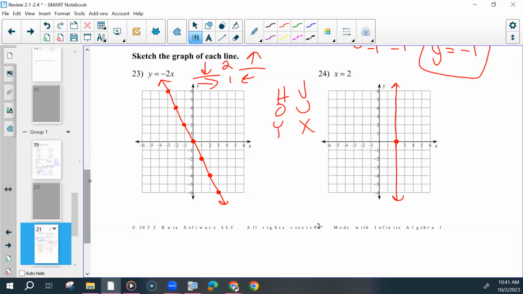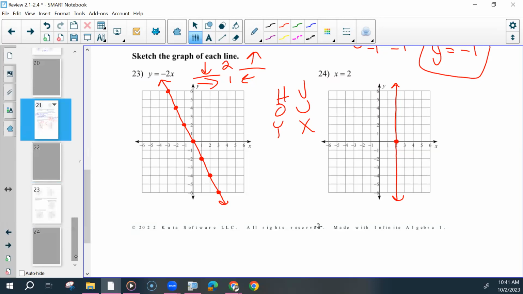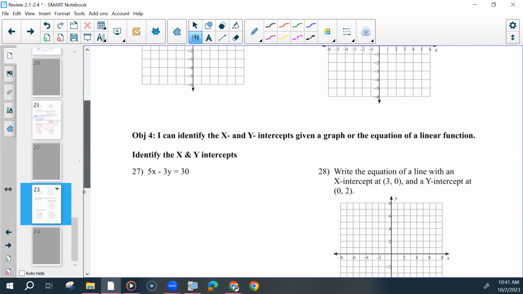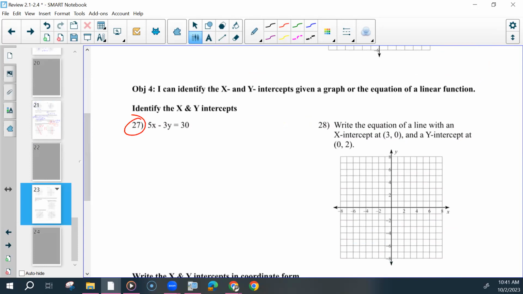Let's go on to objective 4 on the next page. Questions 27 through 30. You said 27. Start with that one. So if we are identifying the x and y intercepts, this is one where we have to put 0 in for both and then solve, but not at the same time.